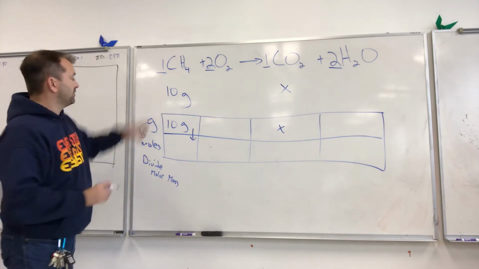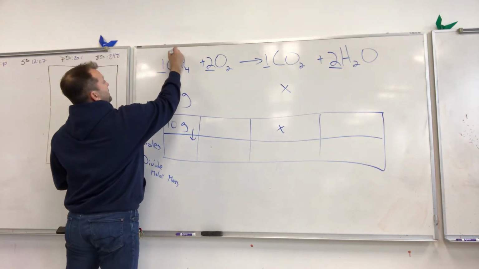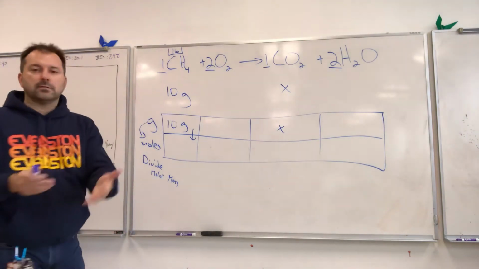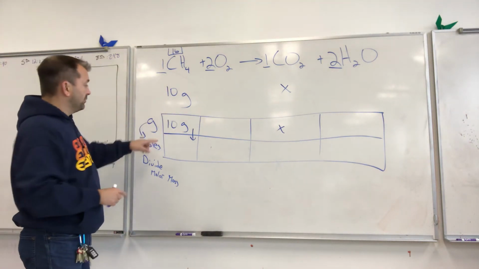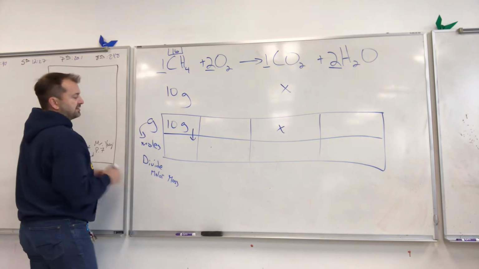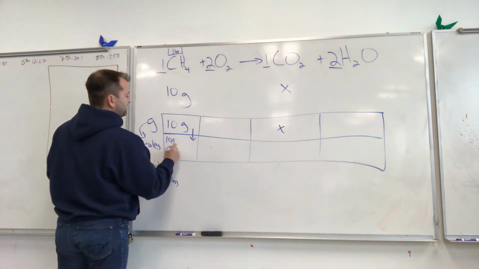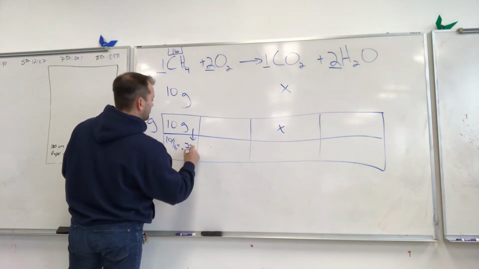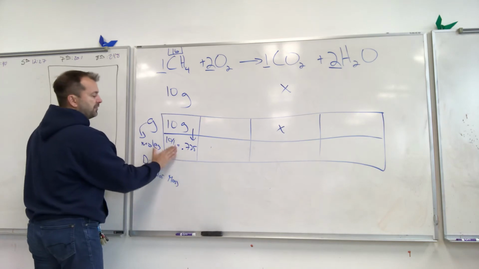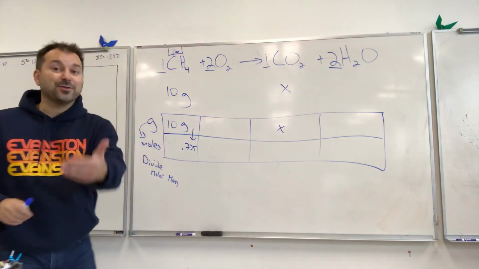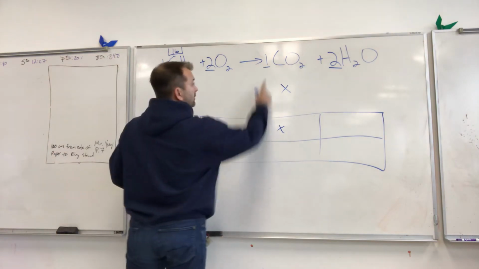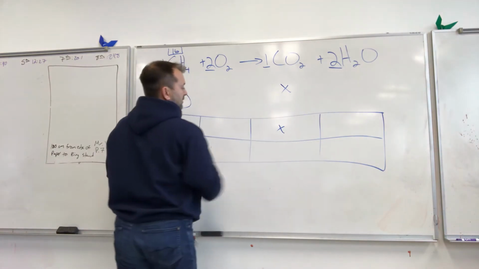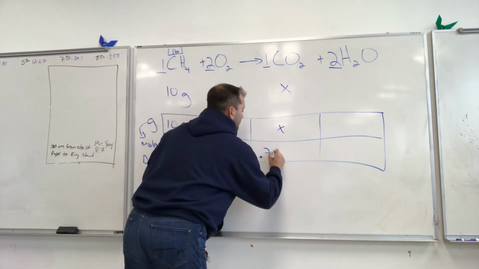of CH4. The molar mass of CH4, I could do a quick calculation and get 16. If you're not sure how I got the molar mass of 16, let me know. But now what I'm going to do is 10 divided by 16, and that comes out to 0.625. So I have 0.625 moles. And now I can look at the mole ratio and say, this is 1, this is 1, so this must be 0.625.